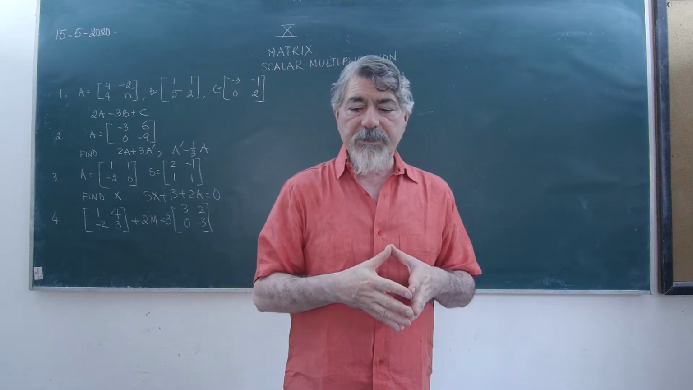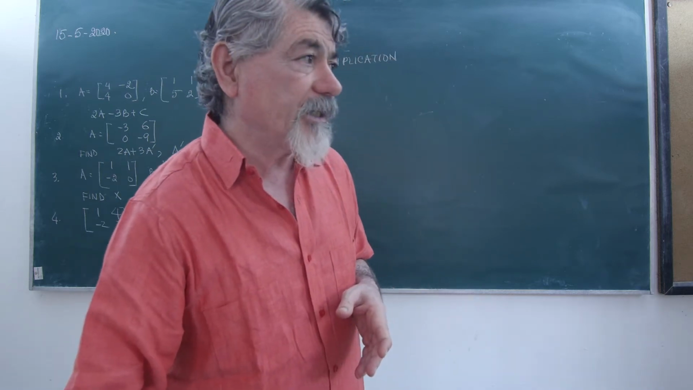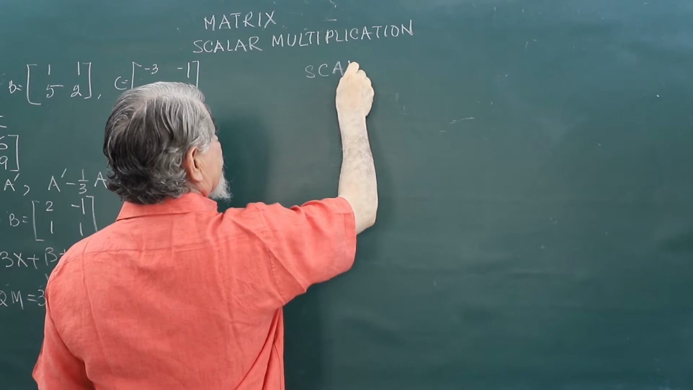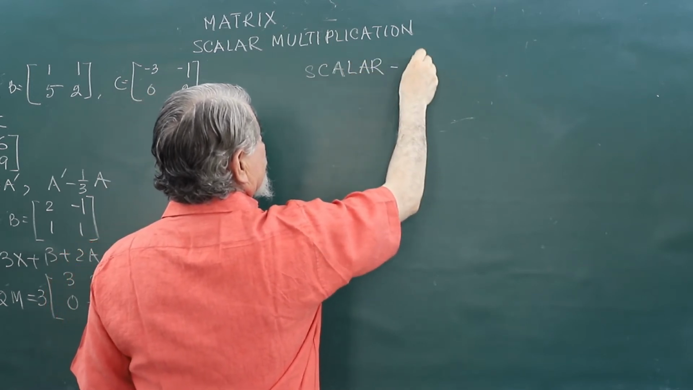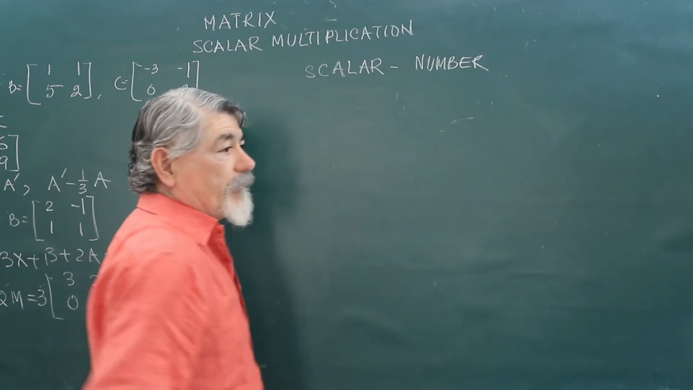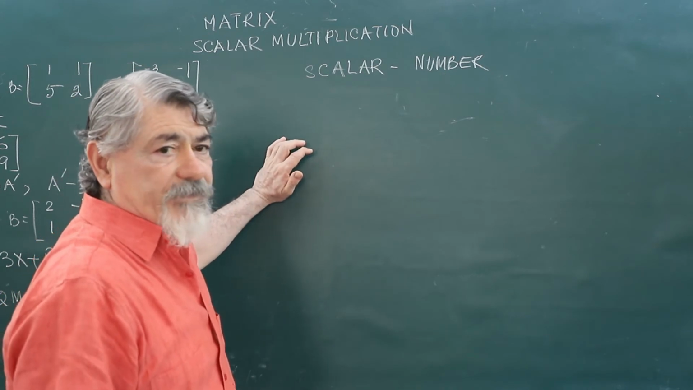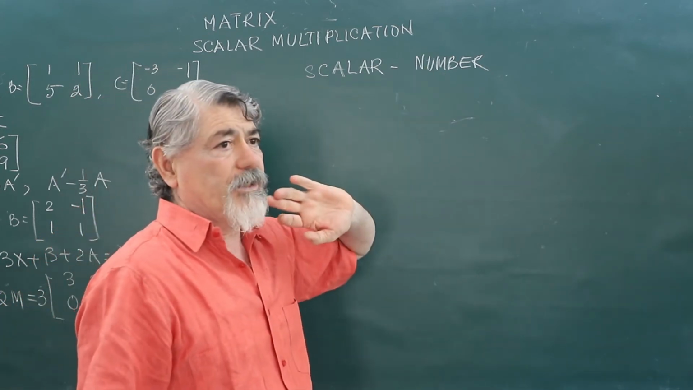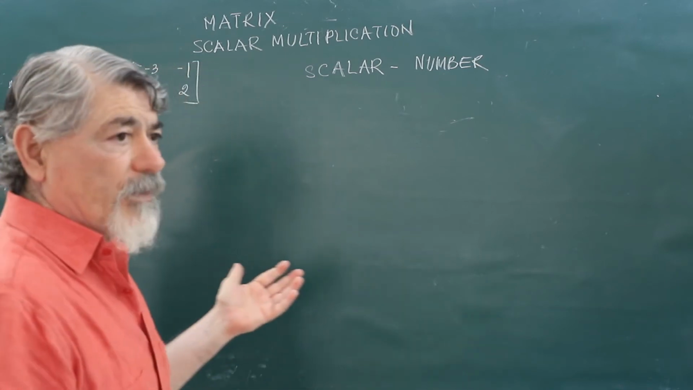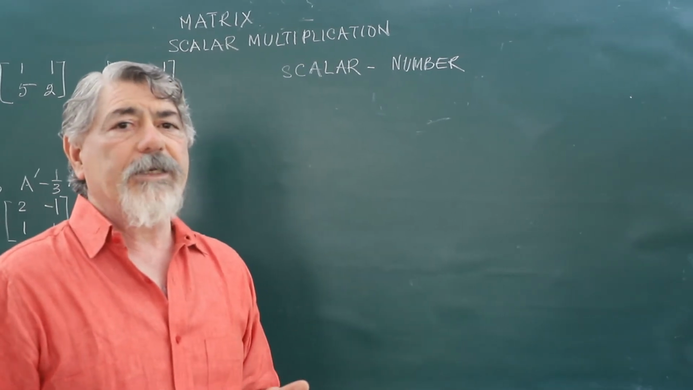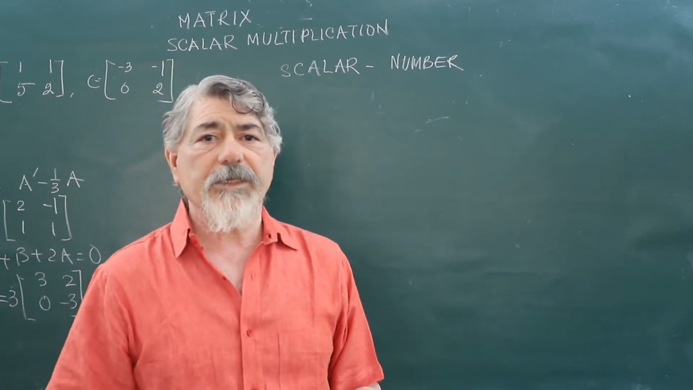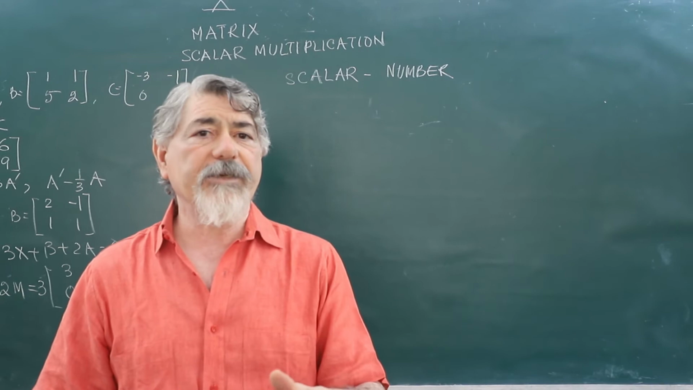Now today we are going to discuss scalar multiplication. A scalar is a number. You have read about scalar and vector quantities, and also in physics. So a scalar is just a number. How do we multiply a matrix with a scalar? Now we are going to do some examples to make it very clear to you. It's very simple. Each element of the matrix will be multiplied by the given scalar.